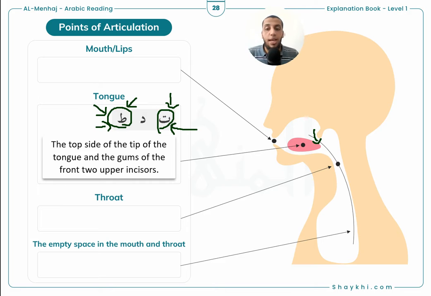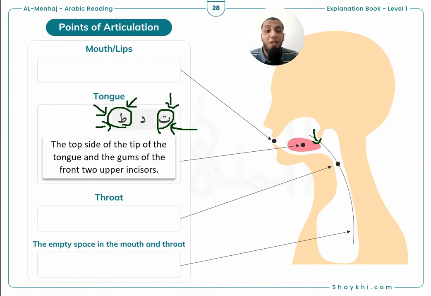So this is the difference between these letters. To summarize, the difference between ta and dal is al-jahr and al-hams: the letter dal is voiced, the letter ta is voiceless. And the difference between the light ta and the heavy ta is heaviness and lightness. The light letter ta, the back of the tongue is not raised. The heavy letter ta, the back of the tongue is raised.